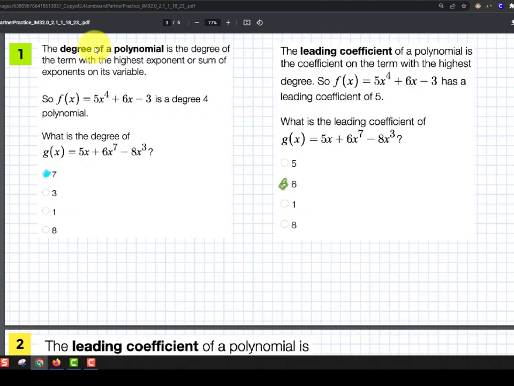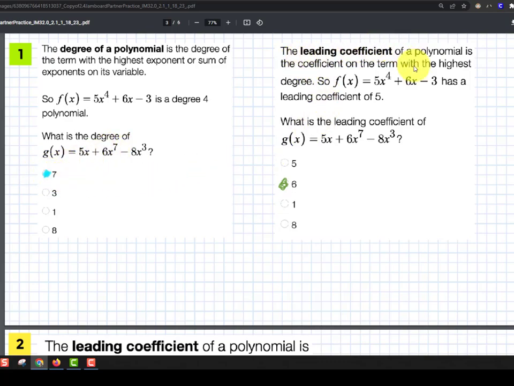Question number 1, it tells you the degree of a polynomial is the degree of the term with the highest exponent. So this is x to the first, this one's x to the 0, so this would be x to the fourth. This is the degree of the polynomial. This is a fourth degree polynomial. This one, they're not in order. This one is a 7, is correct.